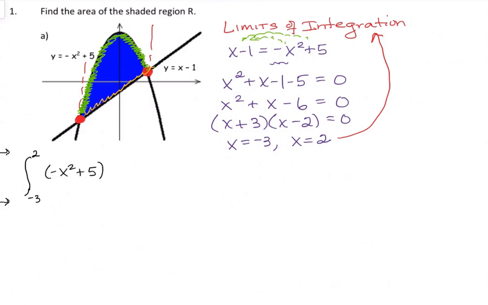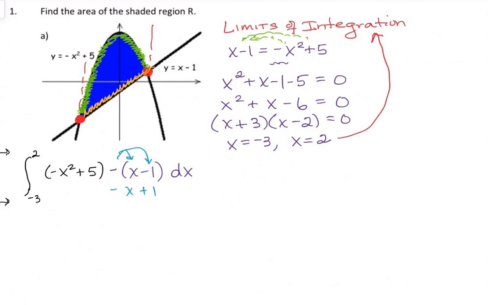And when I look back at the picture, on the bottom of the shaded region is a piece of the line. So in my integrand, I'm going to subtract the line, the linear function. So this is what my integrand should look like. And now I want to combine my like terms, get rid of the parentheses before I actually perform the integration. So I can distribute that -1 here, which would give me minus x plus 1.